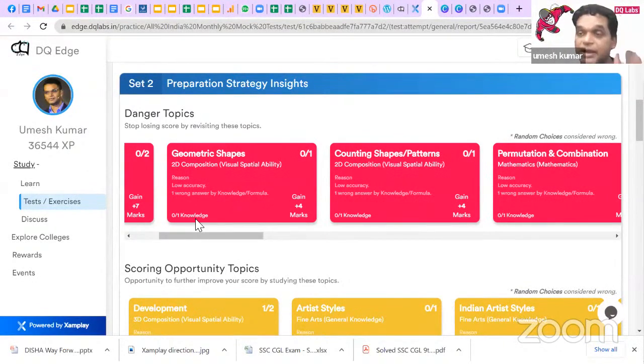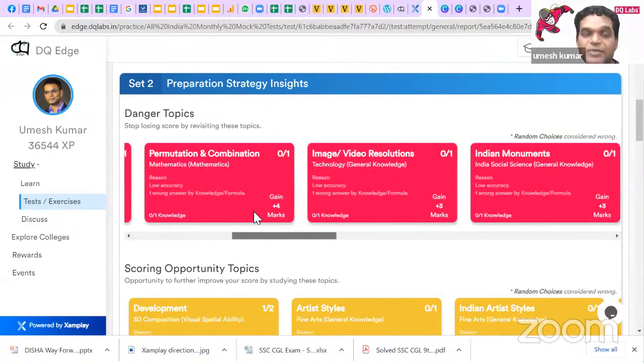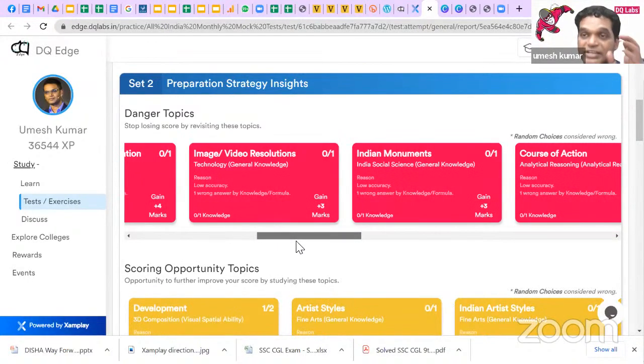Even here she applied through knowledge, but she got it wrong. So she is fundamentally making some mistakes in geometric shapes, and she has to focus on that. The next topic is counting shapes or patterns, and the next topic is permutation and combinations. These are all here because she applied through knowledge and got it wrong.